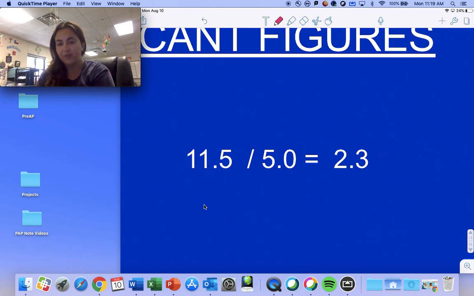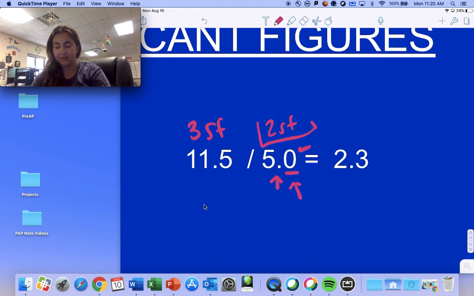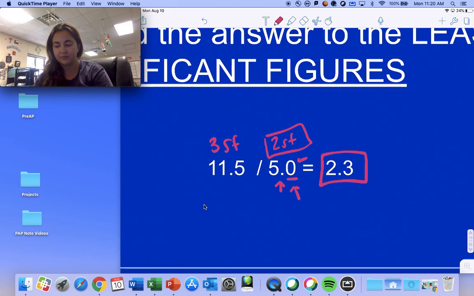So 11.5 has 3 significant figures, and 5.0, oh no, has a 0. It's a little tricky. There's an ending 0, and there's a decimal, so it's significant. So 2 significant figures total. So when I type this in my calculator, you may get a different answer. But whatever it is, I'm going to round to 2 sig figs, which is what we have written for here.